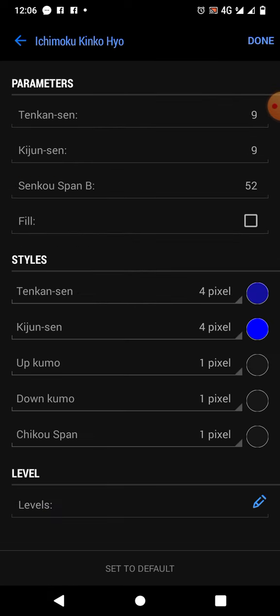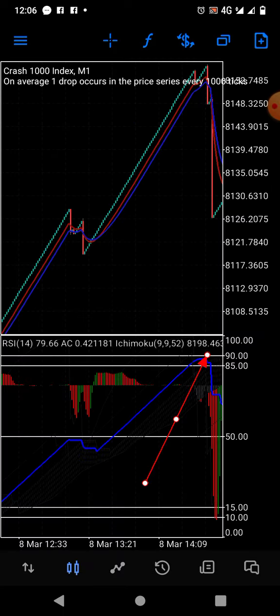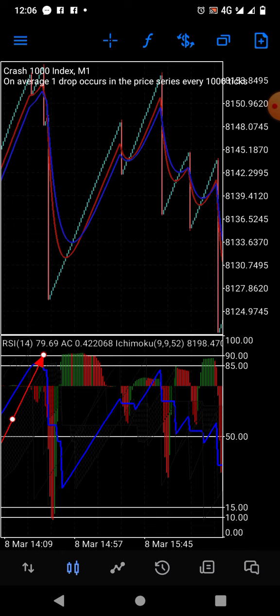And then the last indicator is the Ichimoku: Tenkan 9, Kijun 9, Senkou Span B 52. Just copy the parameters the way they are. The up Kumo, the down Kumo, and the Senkou Span B, keep them at 1 pixel black, because the background of my screen is black. When you're done, just click on done, and you have this wonderful strategy, guys.